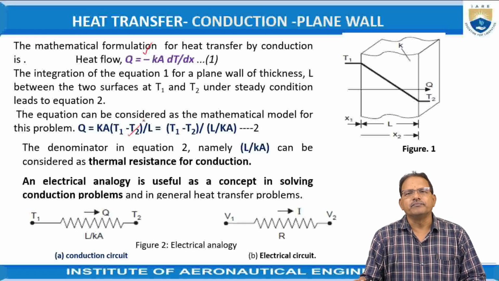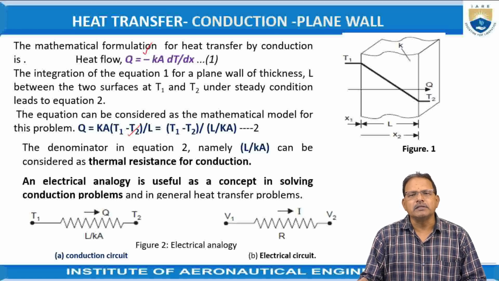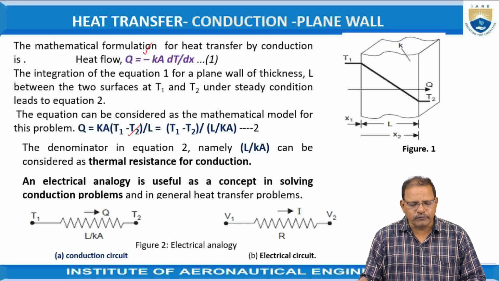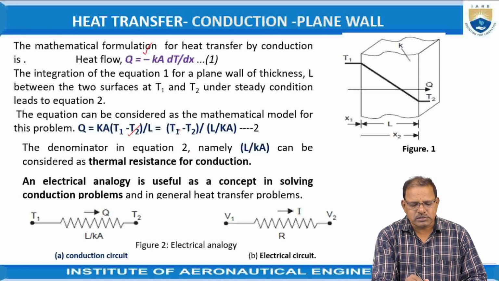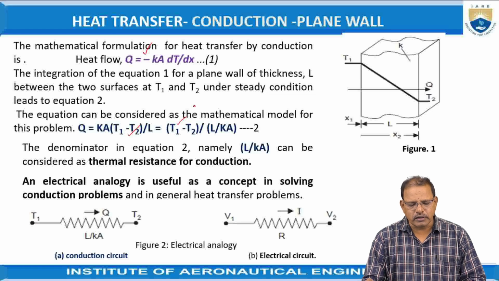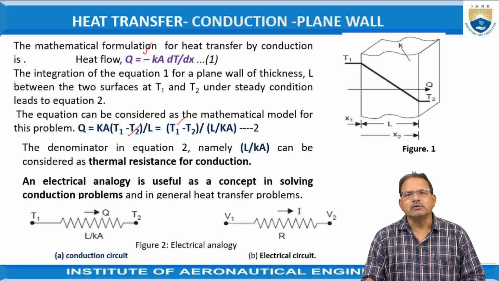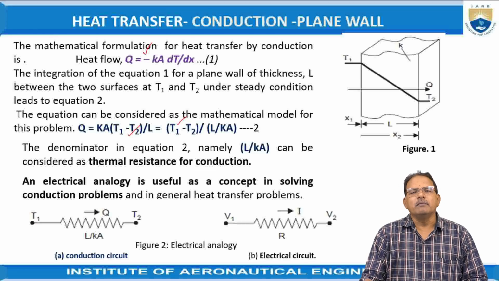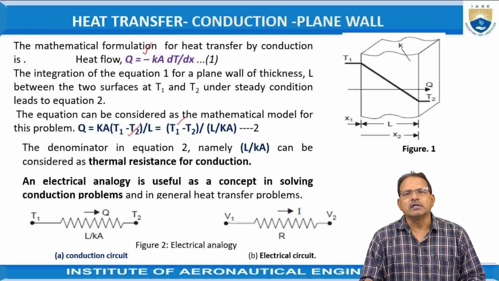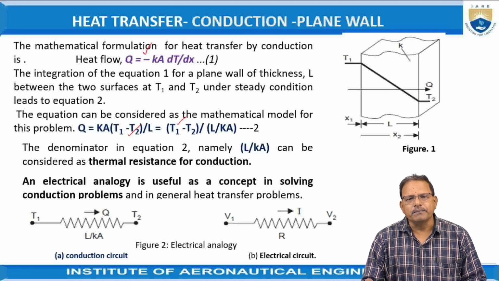This equation can be represented as Q is equal to K A (T1 minus T2) divided by L, after integrating for the temperatures T1 to T2 over a length L. So Q is equal to K into A into (T1 minus T2) divided by L. This can be written as (T1 minus T2) divided by L by K A. This is known as equation number 2. Here L by K A is known as the thermal resistance for the conduction process.